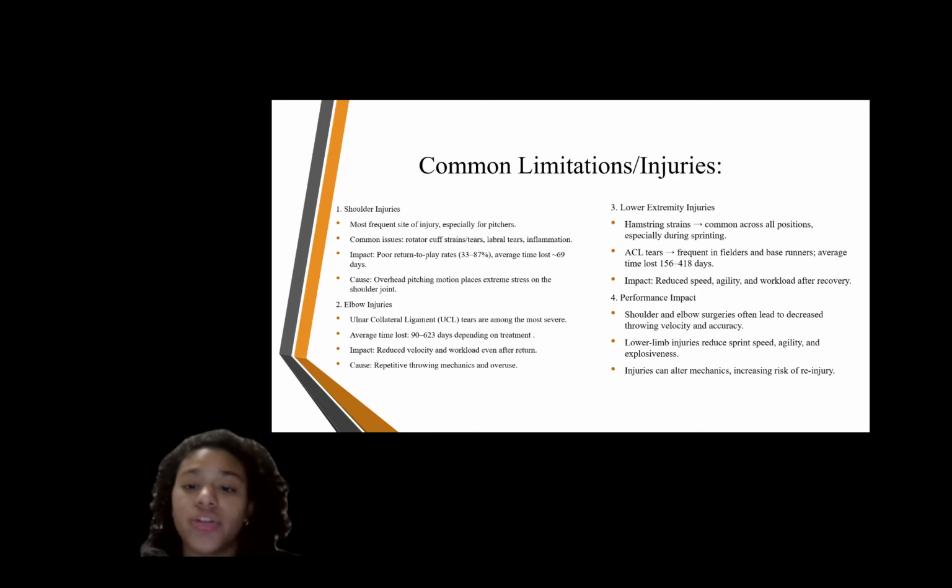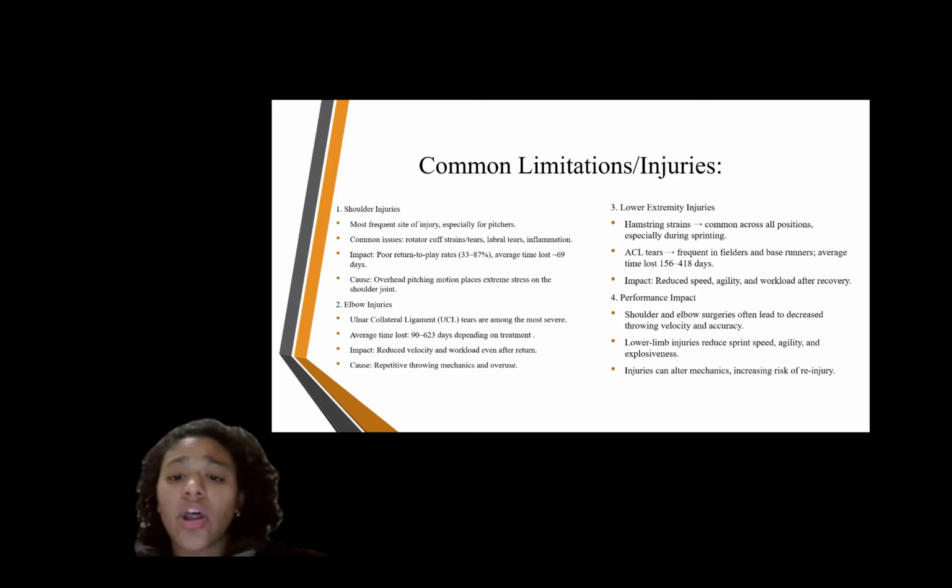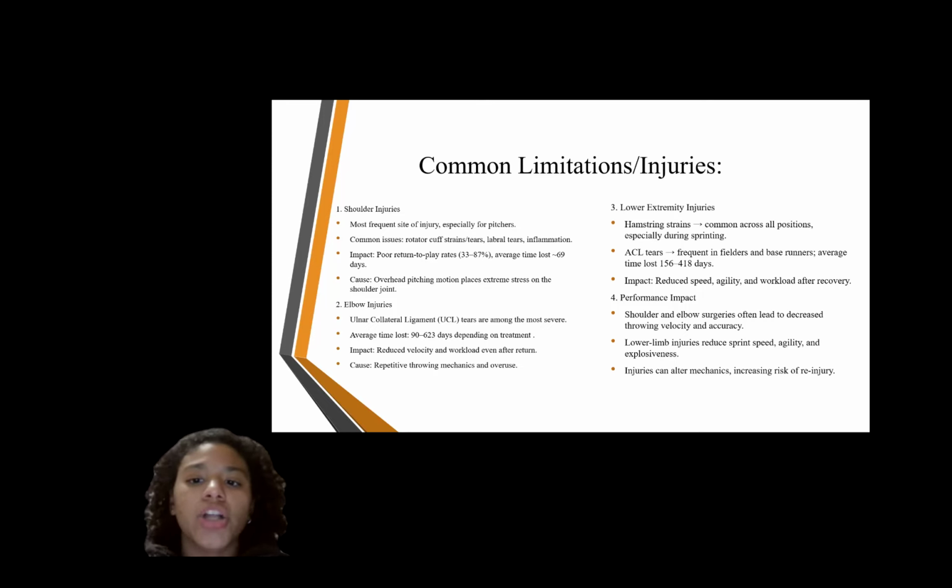Lower extremity injuries: we have hamstring strains, which are common across all the positions, especially in that sprinting phase. We also see a lot of ACL tears, which are frequent in fielders and base runners. Average time lost is about 156 to 418 days. The impact would be reduced speed, agility, and workload after recovery.